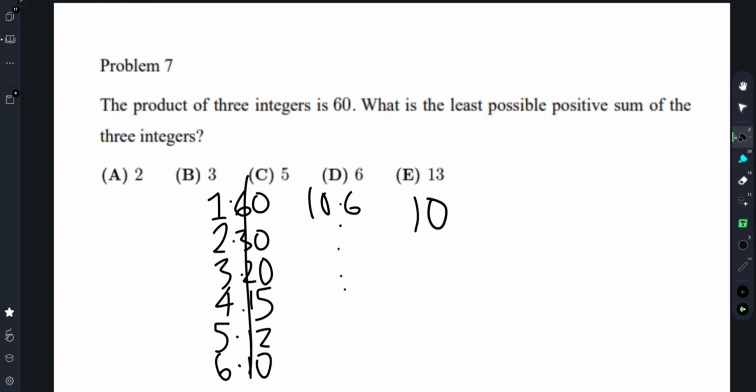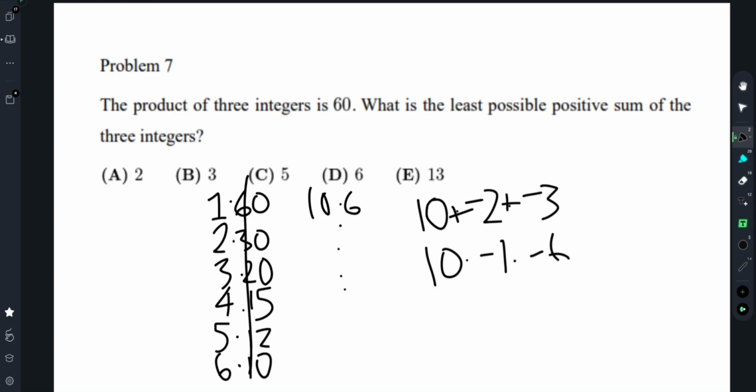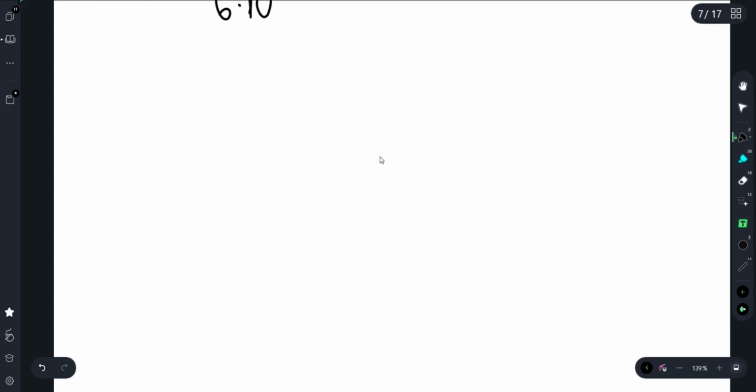So we have to think creatively. We have to make 6 a multiple of 2 negative integers. So 10 times negative 2 times negative 3, or 10 times negative 1 times negative 6. And we have to add up the 3 integers. This gives us 5, this gives us 3. So 3 is our smallest sum.